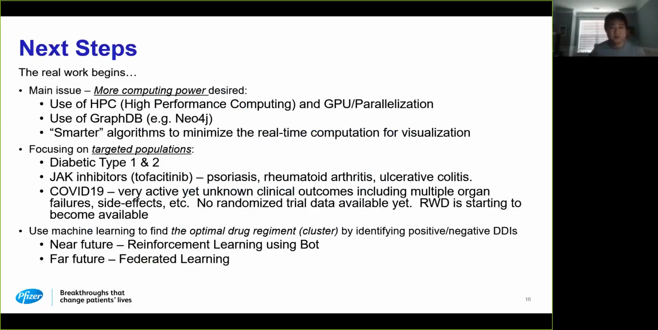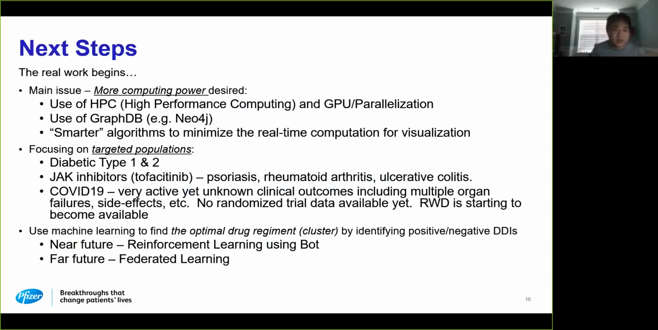like to use more computing power if possible. Using high performance computing or the GPU would be a good start. And also, even though I didn't get to use it this time, I'd like to use a graph database, such as Neo4j. And possibly we could use some smarter algorithms to minimize the real-time computation for the visual. So basically, what we tried to visualize in real time was slowing the hardware down considerably. So I'd like to try a different approach, which can possibly minimize those computation requirements.